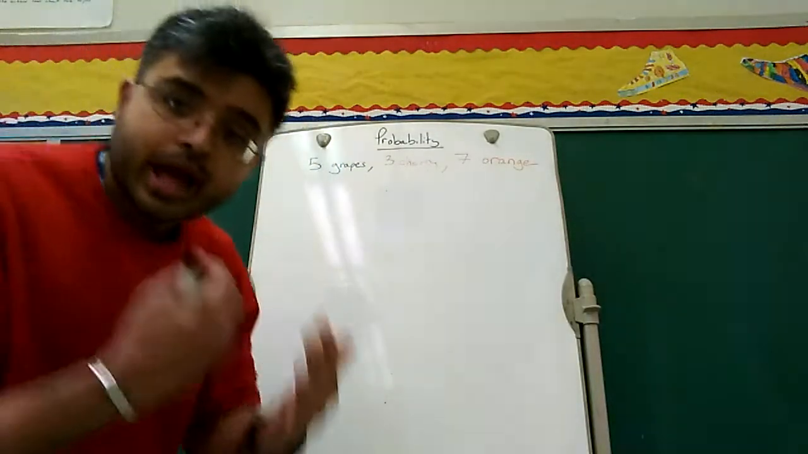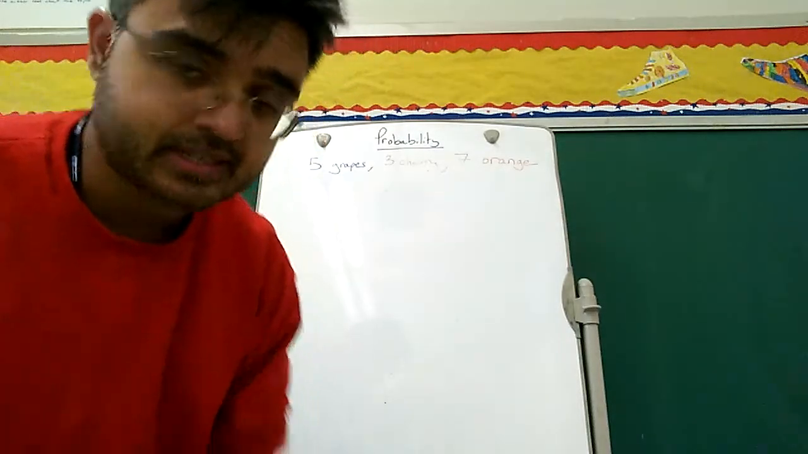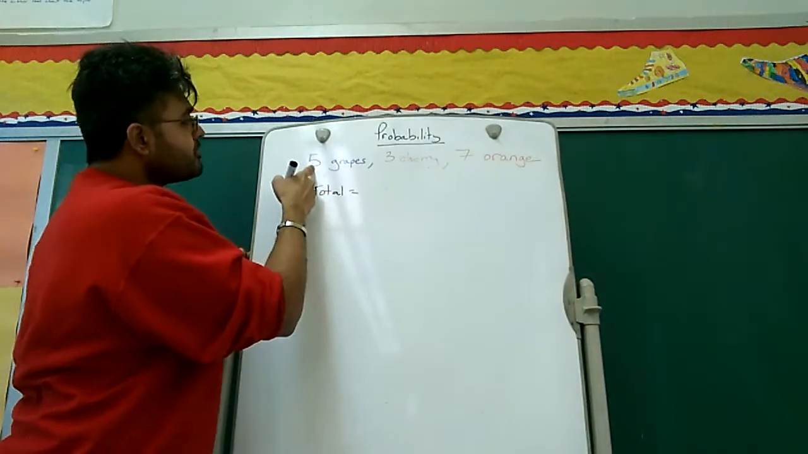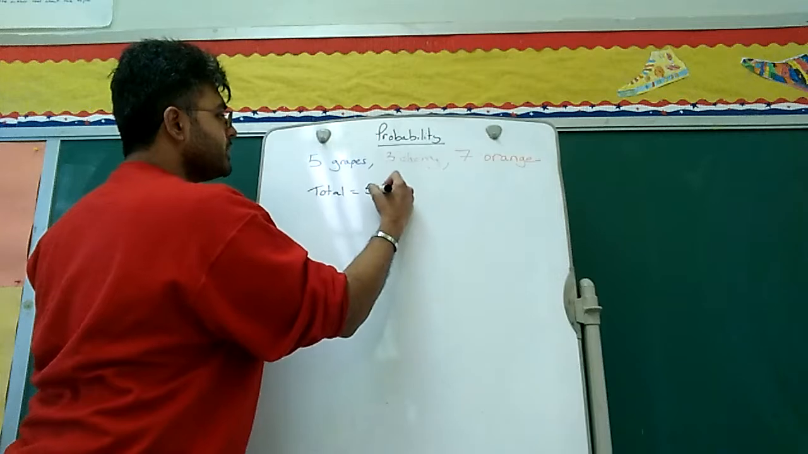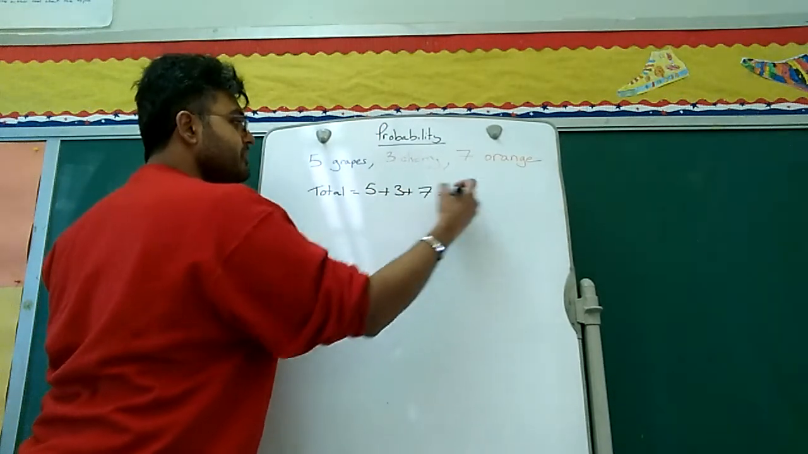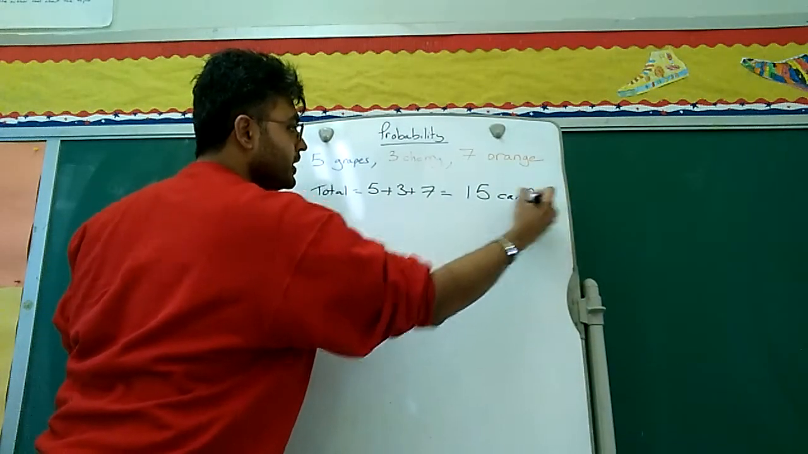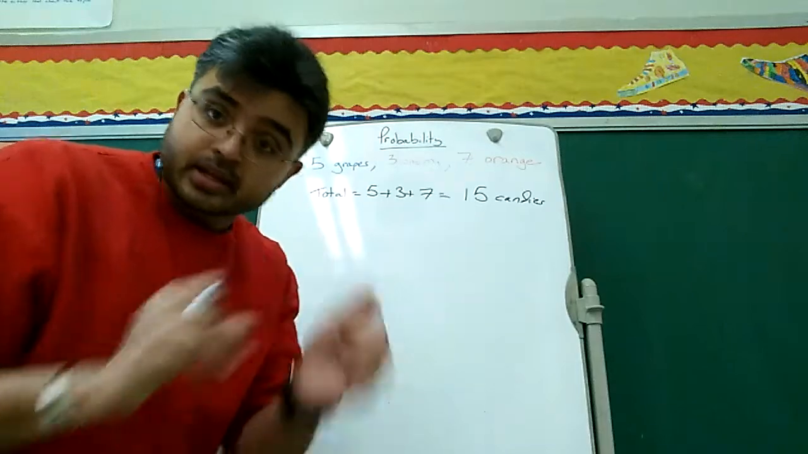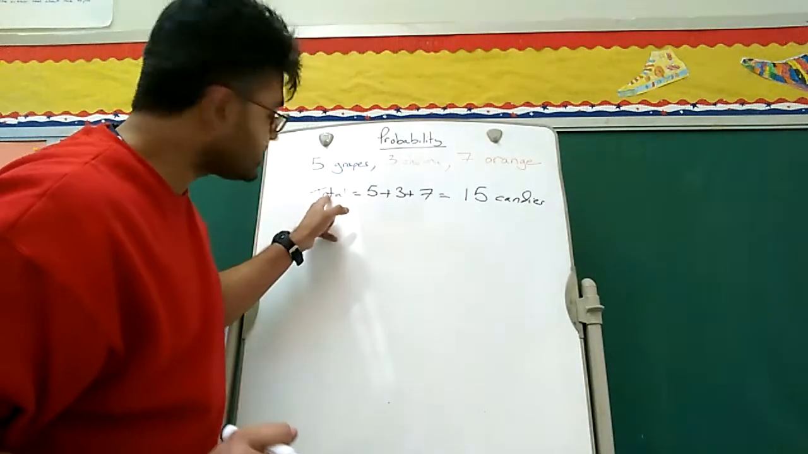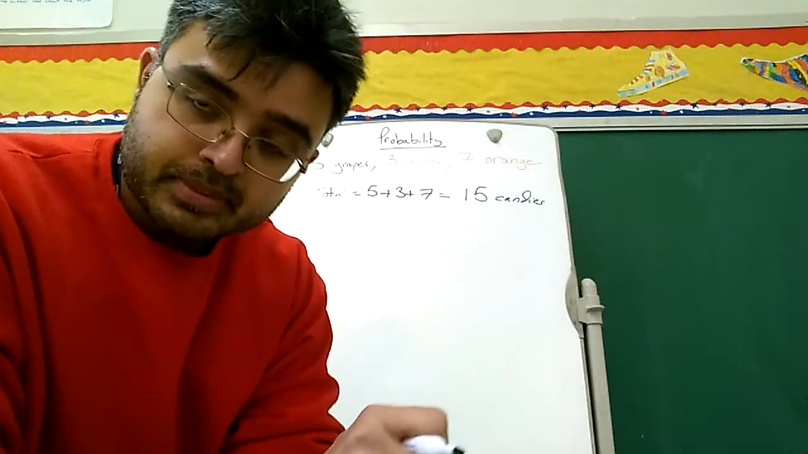Let's count, how many candies do we have in the first place? What is the total number of candies? Let's see. 5 plus 3 plus 7. 5 plus 3 is 8. 8 plus 7 is 15. We have 15 candies total in this box. That's the first thing you've got to do in every probability problem. You need this information before doing anything. So that step is done.